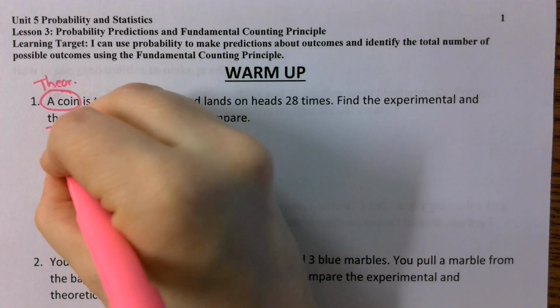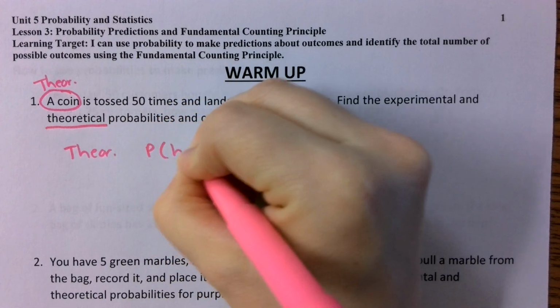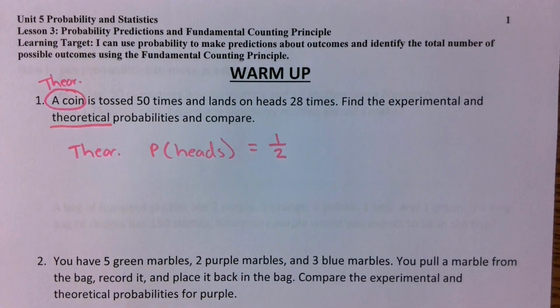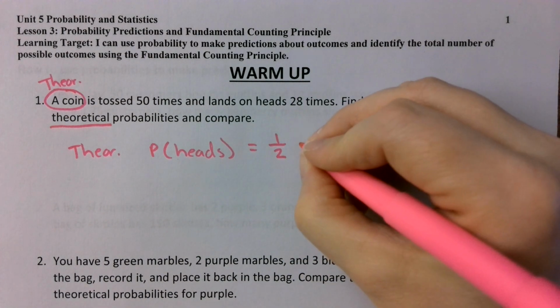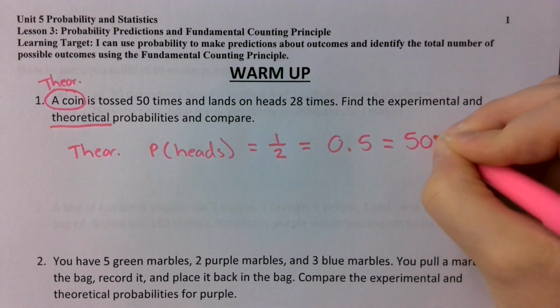Okay, so theoretically, the probability that we're going to land on heads is 1 out of 2, right? One side of the coin has heads on it, the other side has tails, so it's 1 out of 2, which comes out to 0.5, which comes out to 50%.